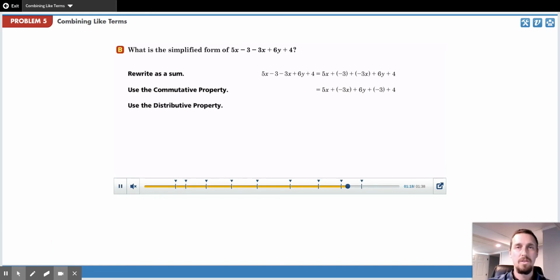Next, we are going to use the distributive property, kind of in reverse like we did before. So 5x plus negative 3x becomes 5 minus 3 times x. Or you could also write this as 5 plus negative 3. 6y, and this part didn't change here. Finally, we're going to simplify, because we all know that 5 minus 3 is 2, and negative 3 plus 4 is 1. Now, we don't have any parentheses. We don't have any like terms. We don't have any terms that have the same variable and the same exponent.